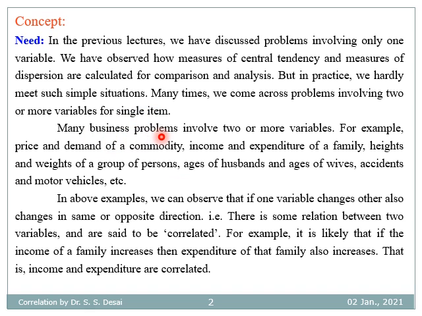Many business problems involve two or more variables, for example, price and demand of a commodity, income and expenditure of a family, heights and weights of a group of persons, ages of husbands and ages of wives, etc. In the above examples, we can observe that if one variable changes, the other also changes in the same or opposite direction. That is, there is some relation between the two variables, and they are said to be correlated.